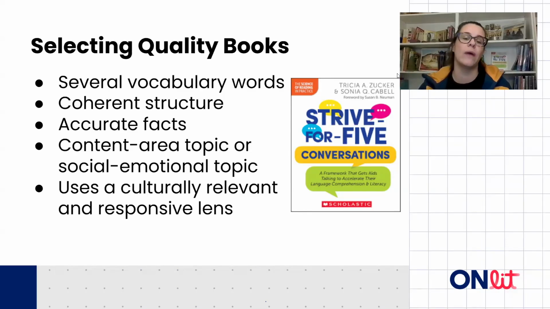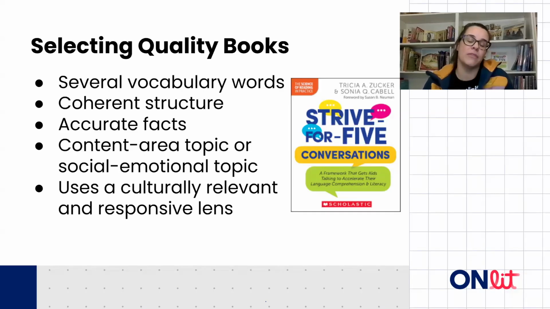We want to make sure that there's a coherent structure. That's not to say that you can't use a book that has a less coherent structure, but for young students, it is easier to start with that type of text. You want to make sure that if you are using a book that has facts in it, that the facts are actually accurate. And you will be surprised that sometimes that is not exactly the case.